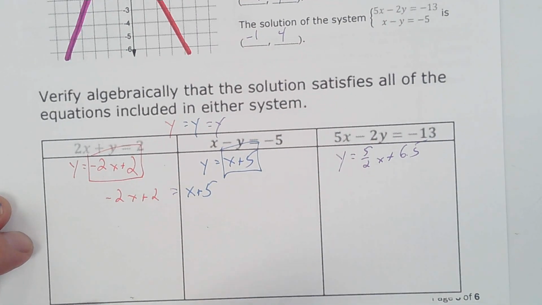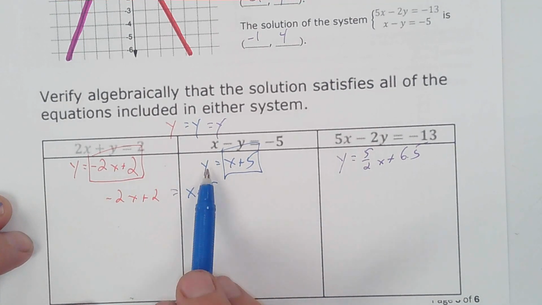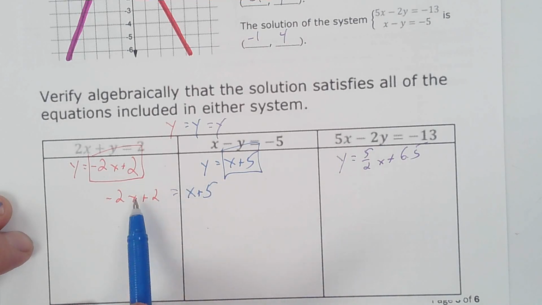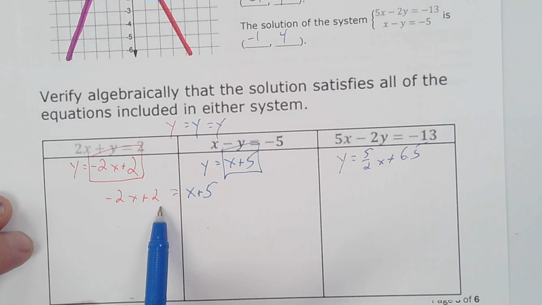All right, so now how many terms? Up here I had 2 terms, I had y and I had x. Making the substitution, saying that the y's are equal, now how many terms do I have? I have 1 term, right? And that term is x. Now I have to solve for x.